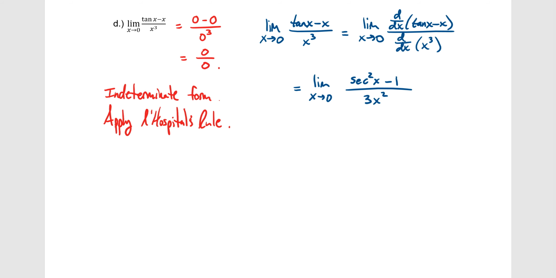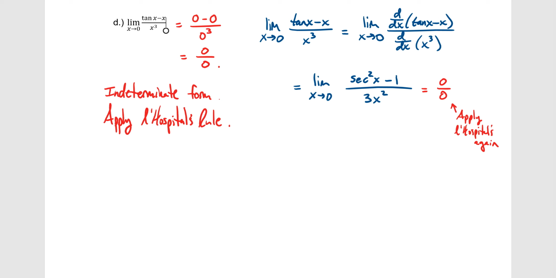So if we tried to plug in 0 right now, we would actually end up getting 0 over 0 again. We'd get indeterminate form. Secant of 0 equals 1, so 1 squared is 1. 1 minus 1 for the numerator is 0, and 3x squared would obviously be 0 as well. So we get indeterminate form, apply L'Hopital's rule again. So we're going to do that again. Limit as x goes to 0, derivative of the numerator divided by derivative of the denominator.